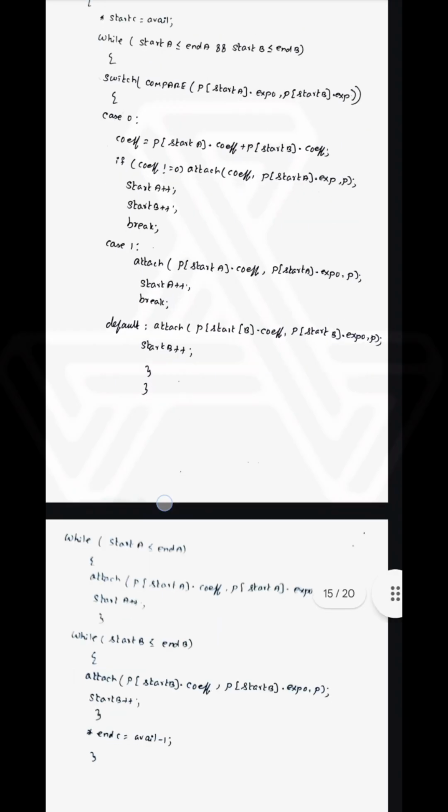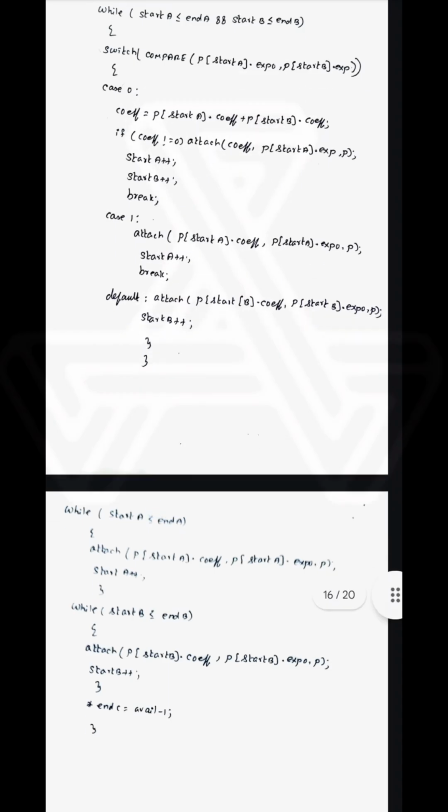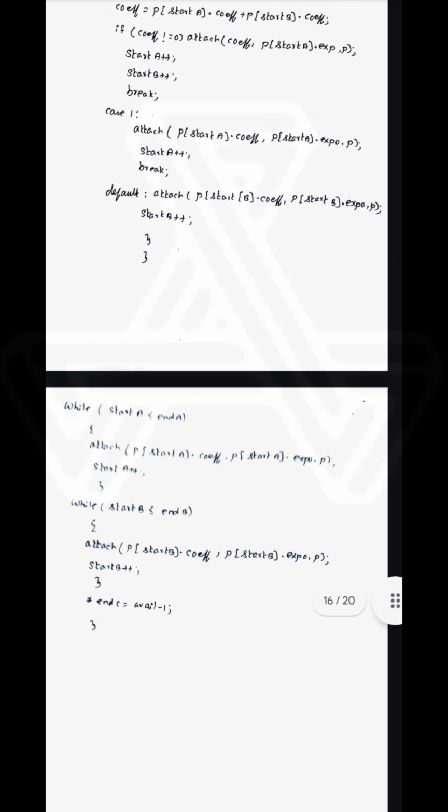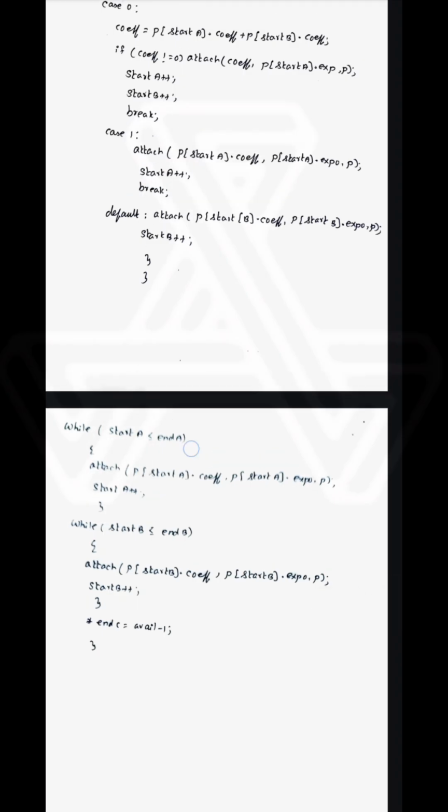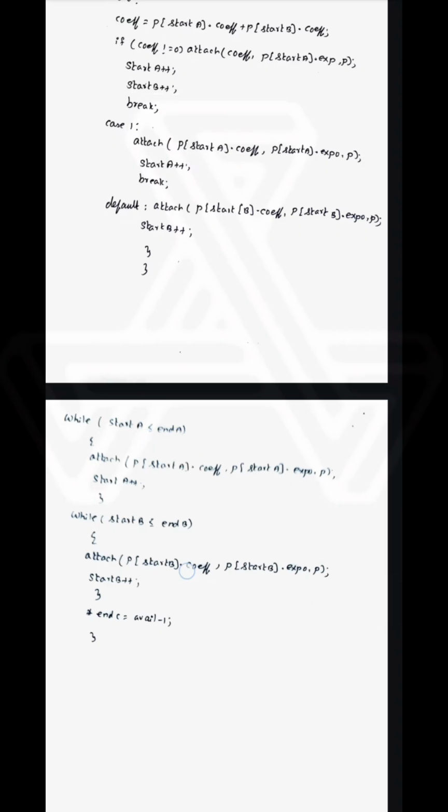Case 1: attach p of start A dot coef, p of start A dot expo, p. Start A plus plus. Attach p of start B, p. Start A plus plus, break. Default: attach p of start B dot coef, p of start B dot expo, p. Start B plus plus.